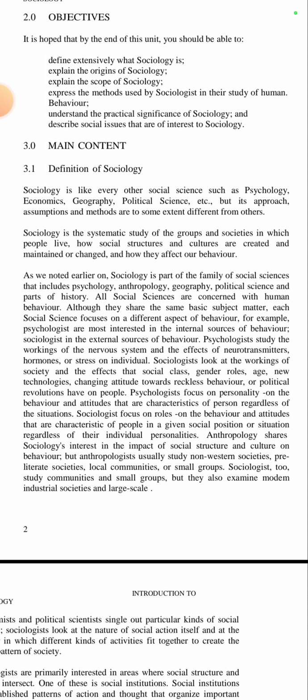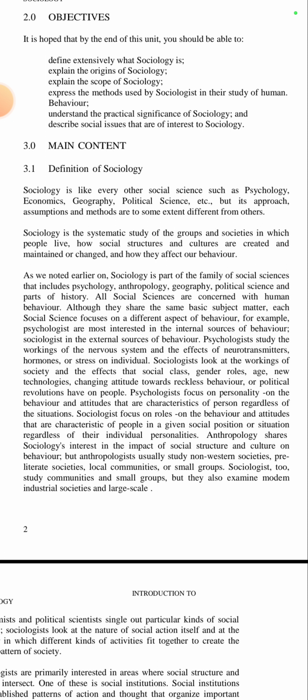For example, psychologists are most interested in the internal sources of human behavior, sociologists in the external sources. Psychologists study the working of the nervous system and the effect of neurotransmitters, hormones, or stress on individuals. Anthropology means the study of human society, culture and development. Neurotransmitters are chemical messengers that our body cannot function without. They carry chemical signals from one neuron to the targeted cells. Hormones are also chemical messengers of the body.